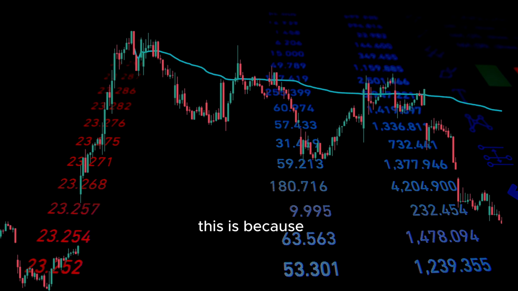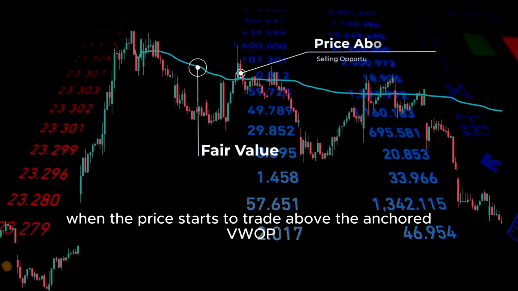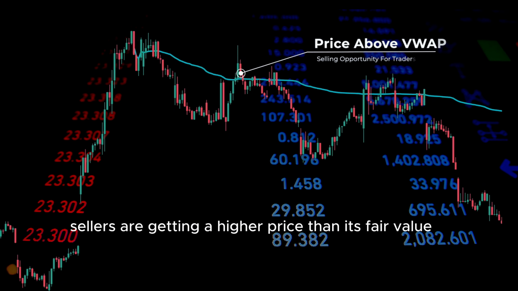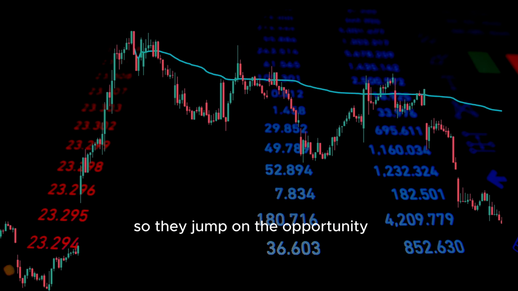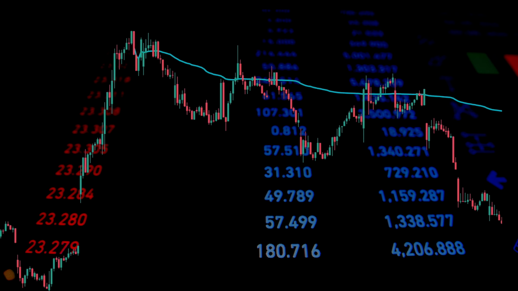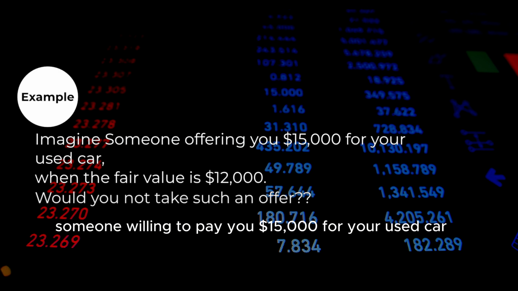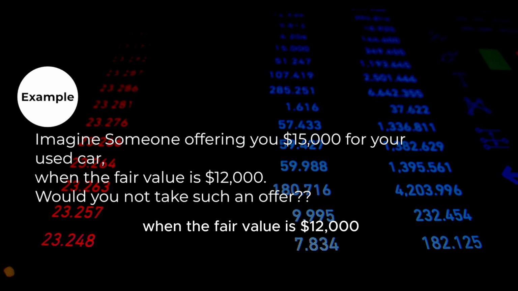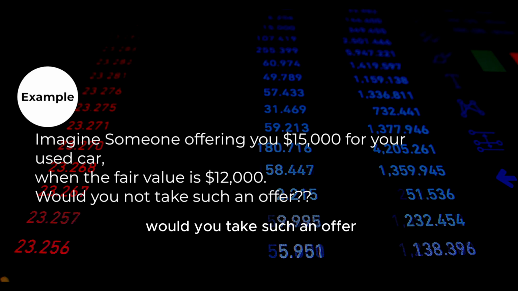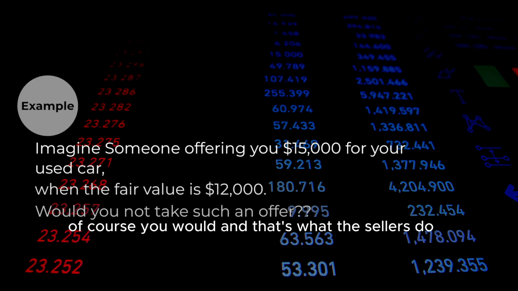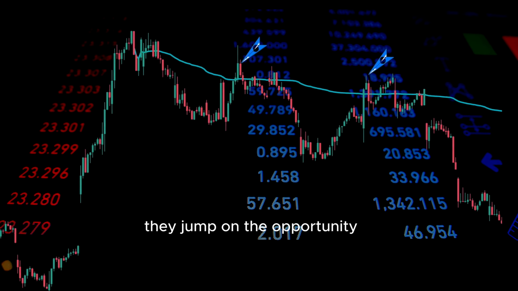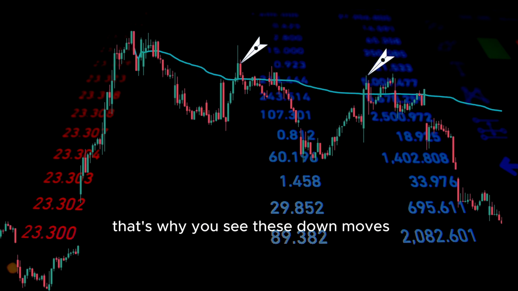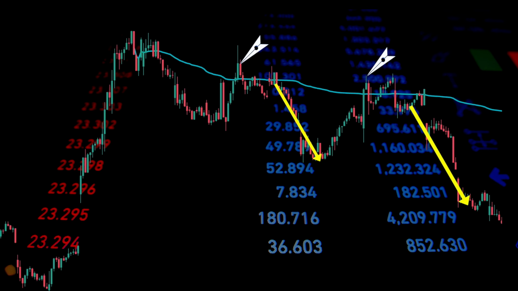This is because, when the price starts to trade above the Anchored VWAP, sellers are getting a higher price than its fair value, so they jump on the opportunity and create selling pressure. Imagine someone willing to pay you $15,000 for your used car, when the fair value is $12,000. Would you take such an offer? Of course you would, and that's what the sellers do. They jump on the opportunity and create huge sell orders above the VWAP. That's why you see these down moves.